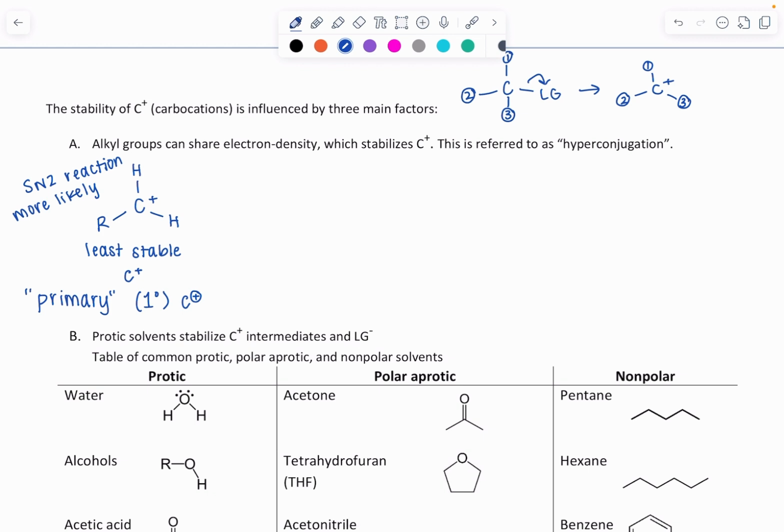If we increase the substitution on the carbocation, we're going to get a slightly more stable one. So we'll keep 1 hydrogen as a hydrogen. The other we'll replace, so if there are 2 carbons bonded to this carbocation, this is a secondary carbocation. This is more stable than primary, but still pretty unstable. Next, we have tertiary, which will be carbocation bonded to 3 R groups.